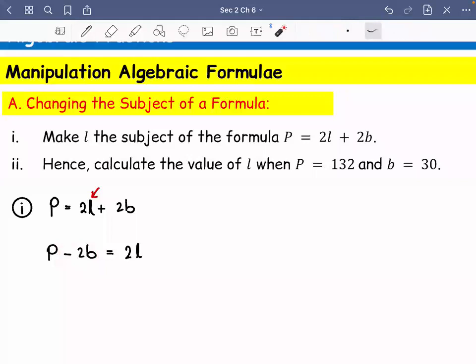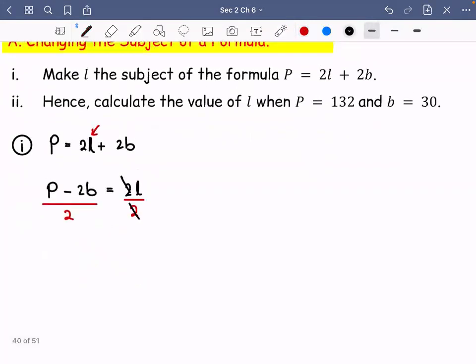Next, I only need L, but I still have 2 here. How do I get rid of 2? I just need to divide both sides by 2, so doing so will remove 2 from L. Therefore, your formula here is L is equal to P minus 2B over 2. So that's your formula right there.